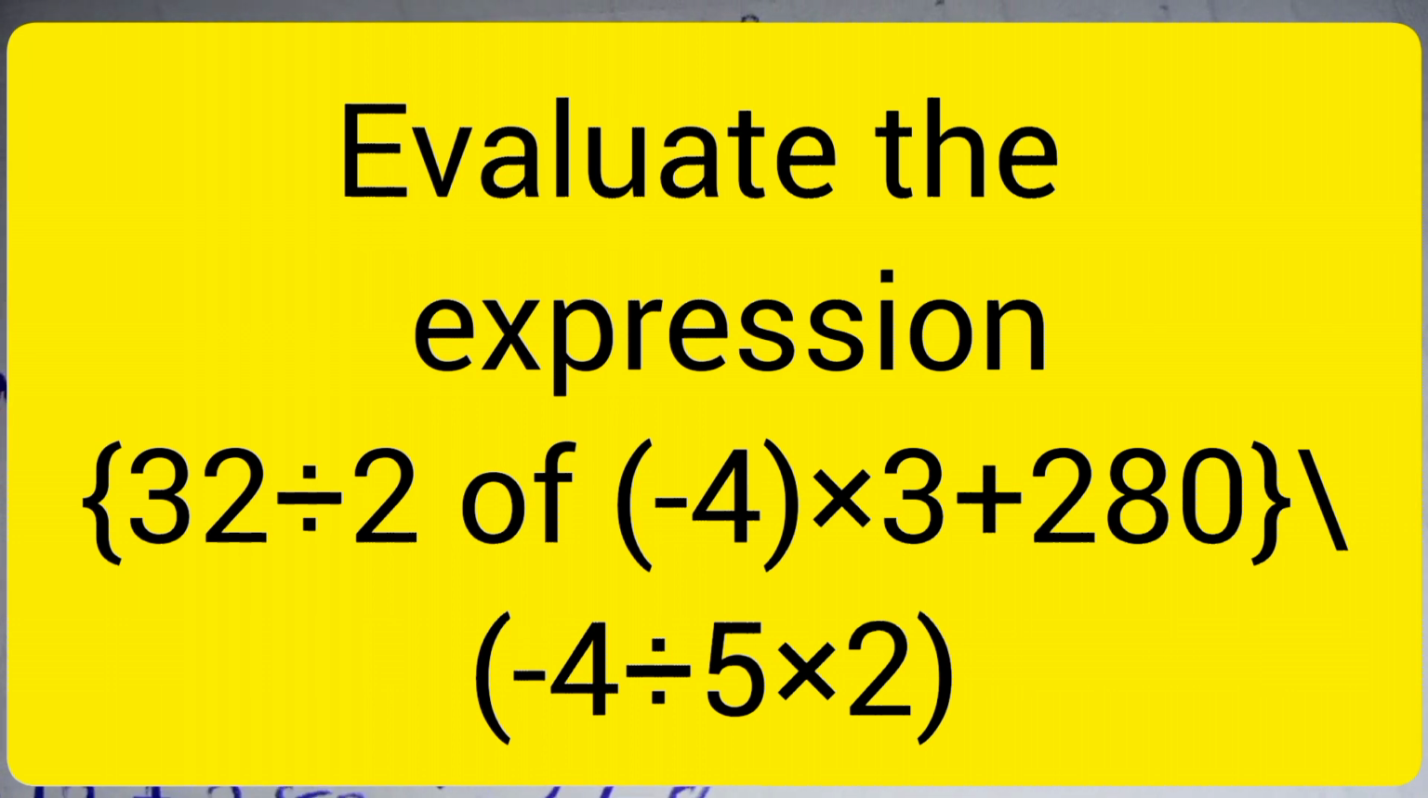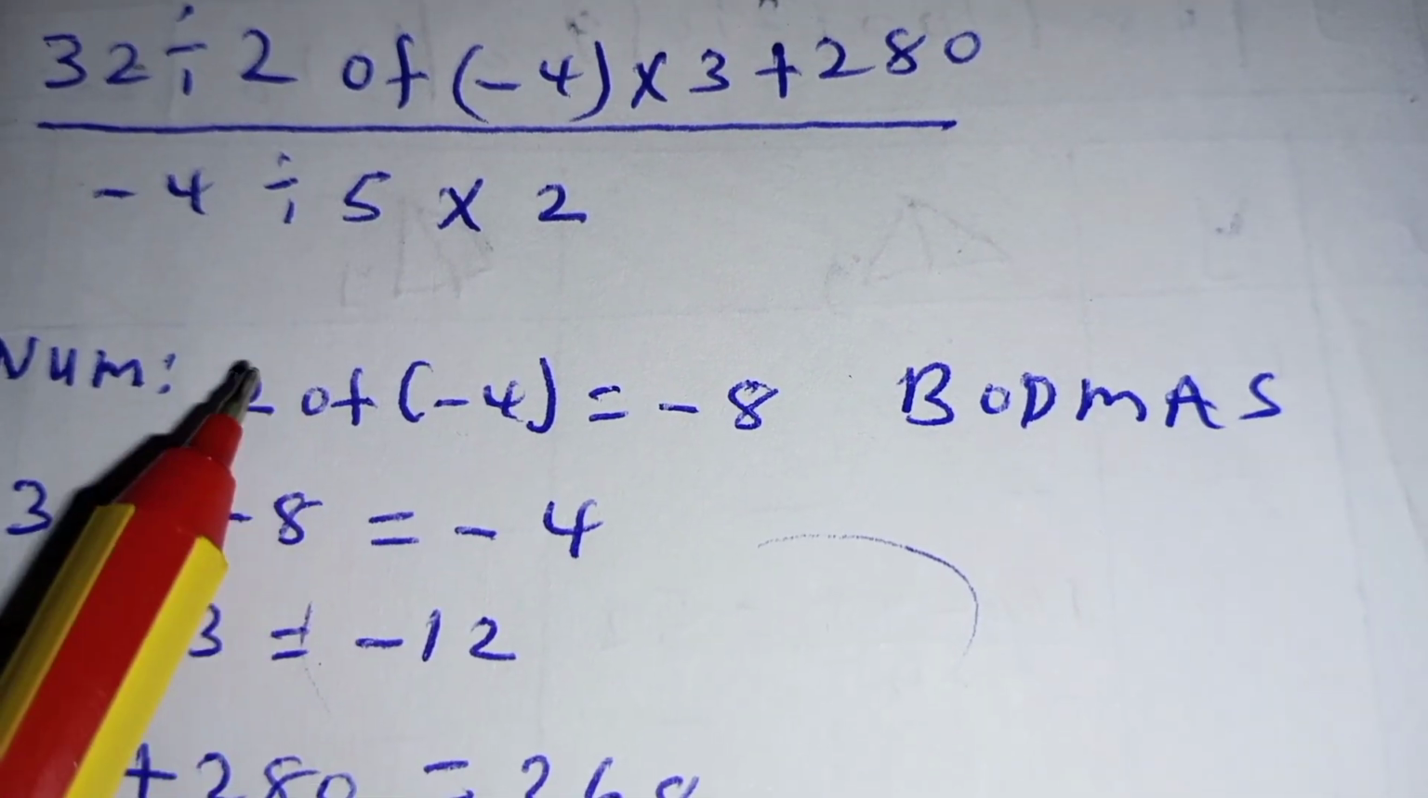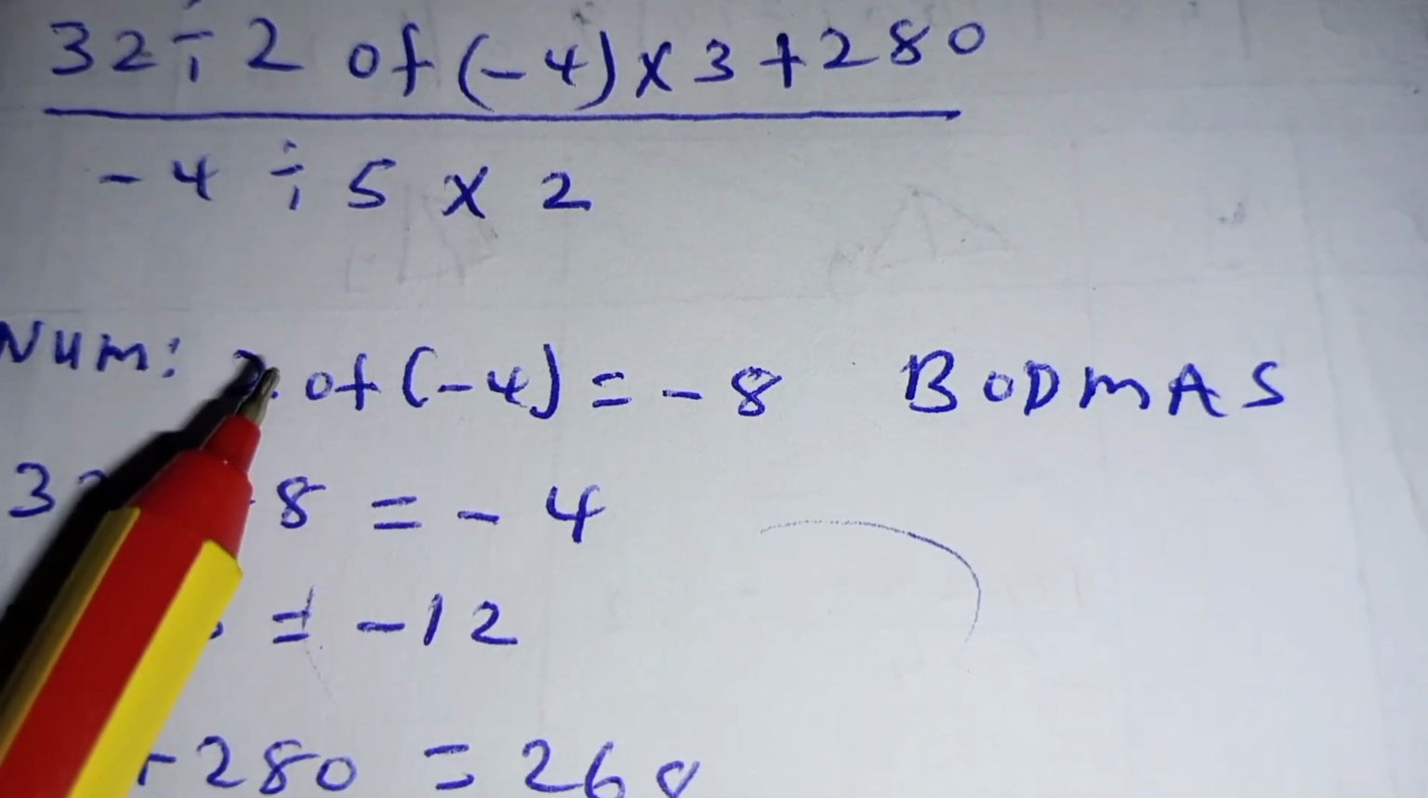In this equation, you are going to evaluate 2 divided by 2 of -4 times 3 plus 280, all over -4 divided by 5 times 2. So we begin with the numerator. In the numerator, we have this part. By use of bracket, we start with the part with the of.